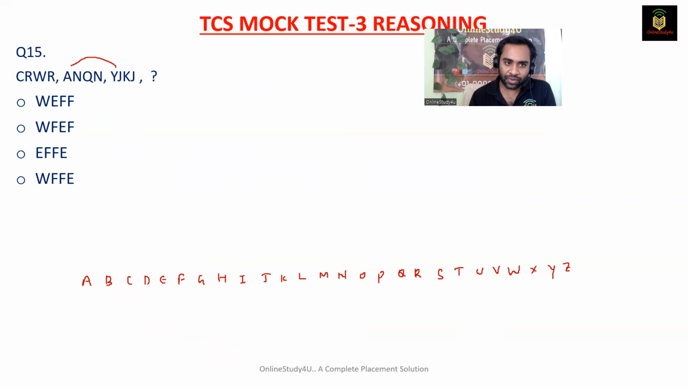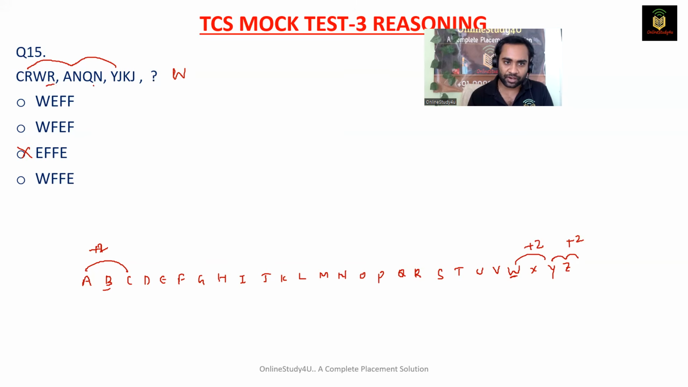So Y to A and A to C. So A to C means plus 2, right? Either you skip one alphabet or you go directly to C. So A to C, and then Y plus 2: Y, Z, and then one more. So here it will be what? Definitely W, because W plus 2 will be nothing but Y. So we got the first letter, so option C is eliminated.